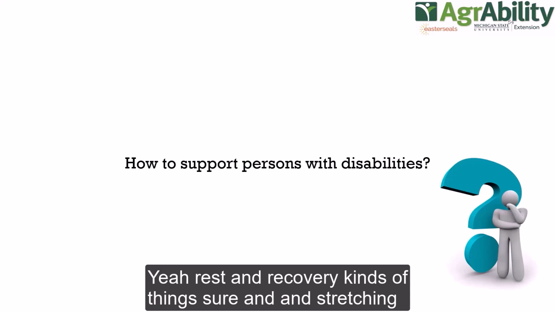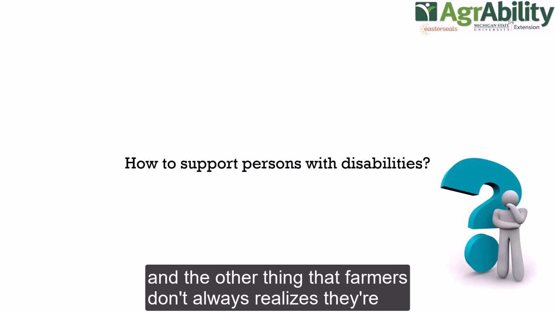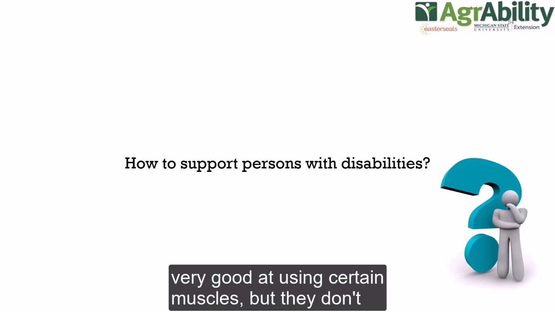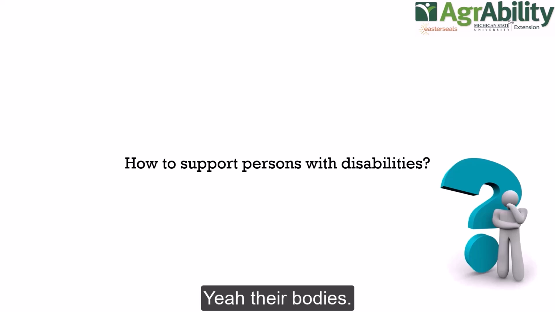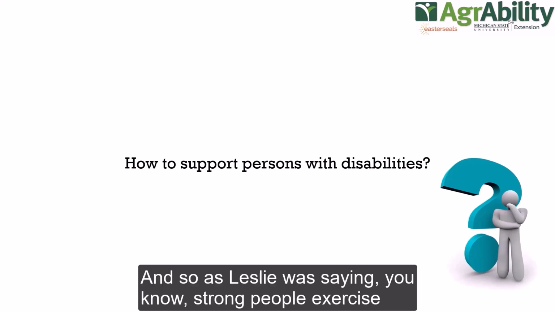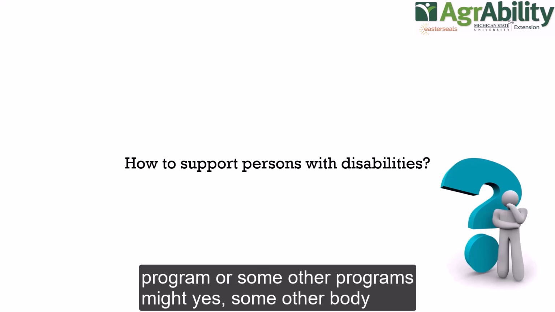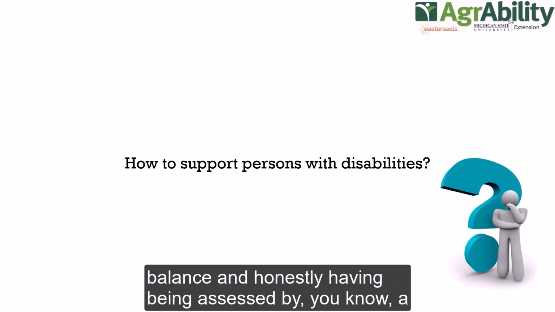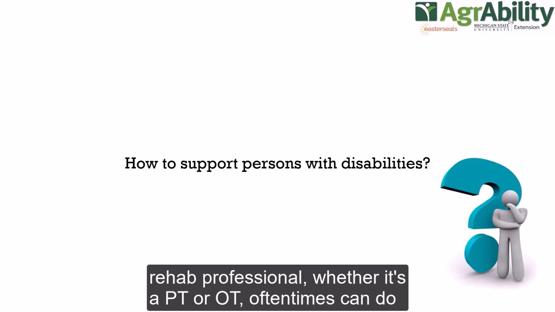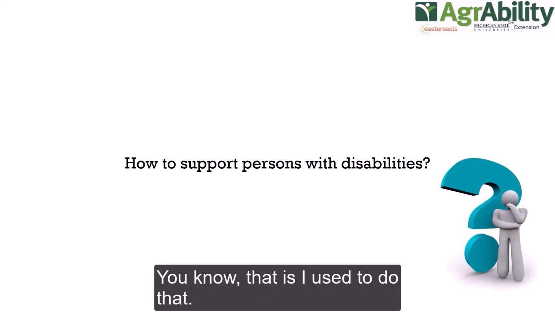And stretching, and the other thing that farmers don't always realize is they're very good at using certain muscles, but they don't necessarily use all of their muscles to balance their bodies. And so, as Leslie was saying, strong people, exercise programs or some other programs might hit some other body balance, strengthening. And honestly, being assessed by a rehab professional, whether it's a PT or OT, oftentimes can do just that.